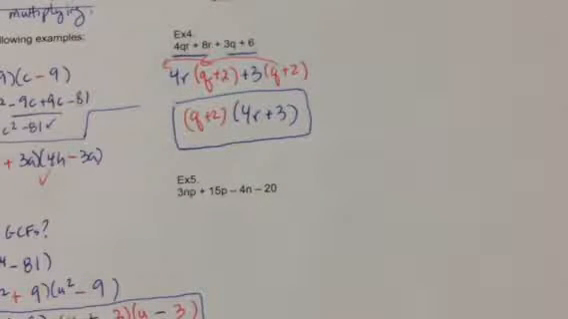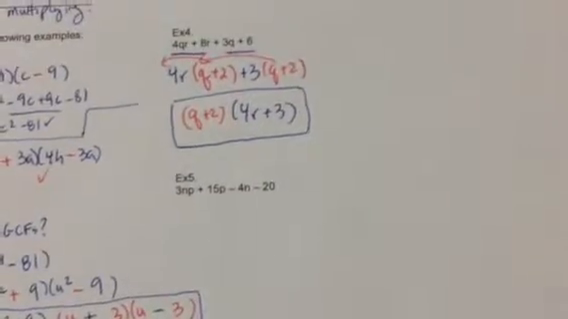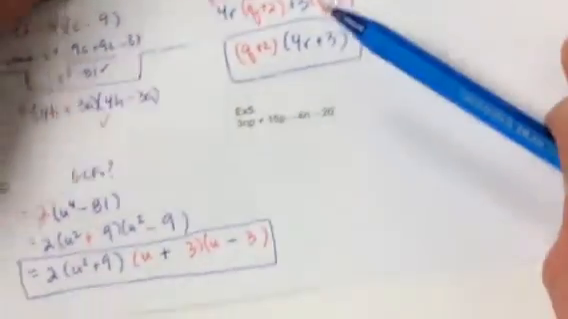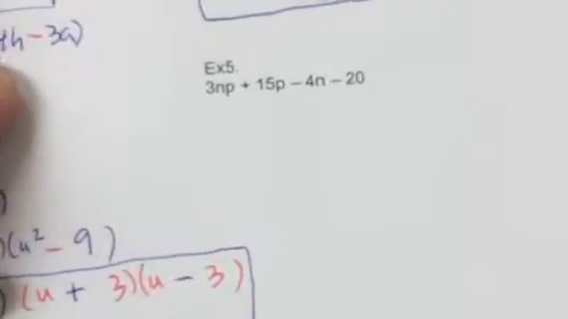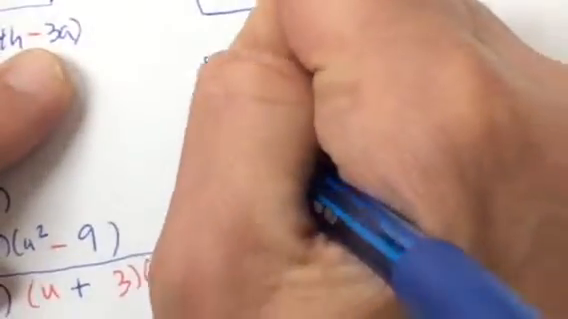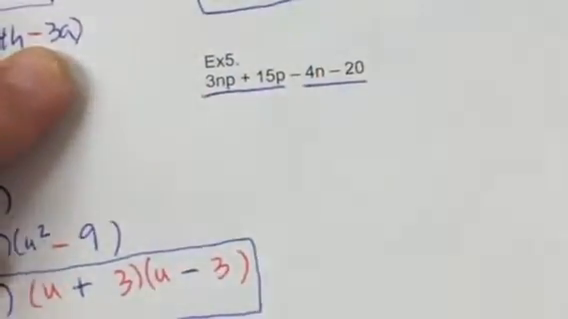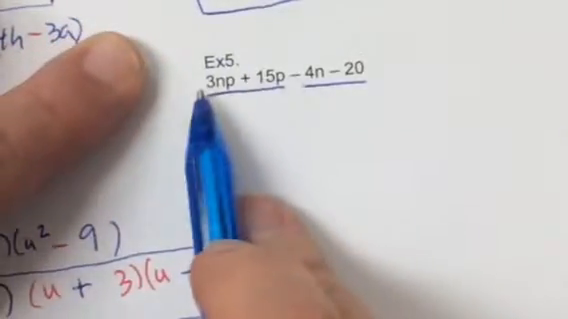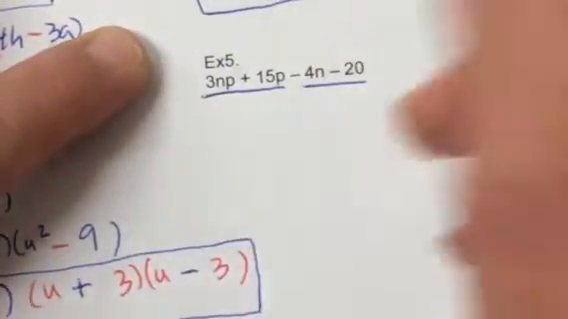Okay, here's part 2. So let's go ahead and go to number 5. Example 5, that is. So we're still solving by grouping. So we're going to group the first two together. We're going to group the last two together. GCF of the first two is 3p.